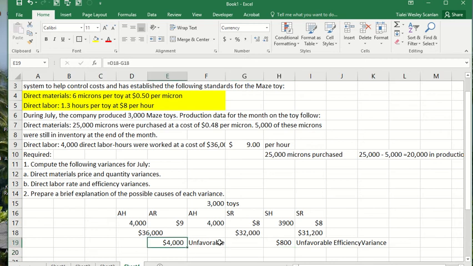$800, if you wanted to do it in total, since these are both unfavorable: rate variance and efficiency variance. That would be a total variance of $4,800 unfavorable for labor. In total, the labor variance was $4,800 unfavorable.